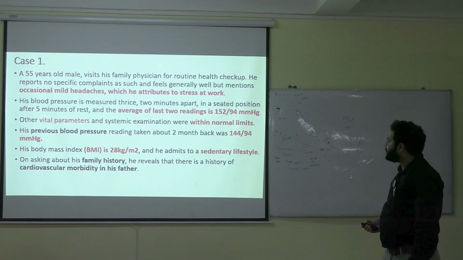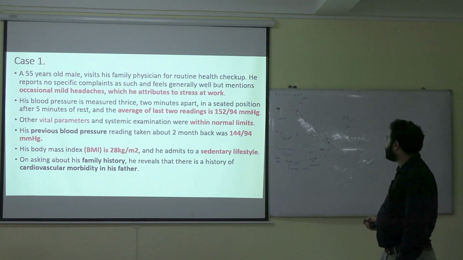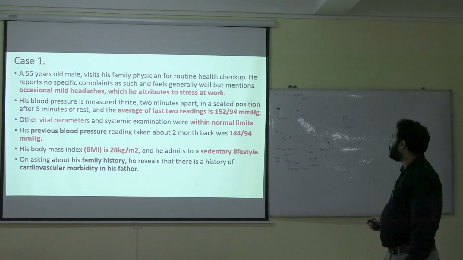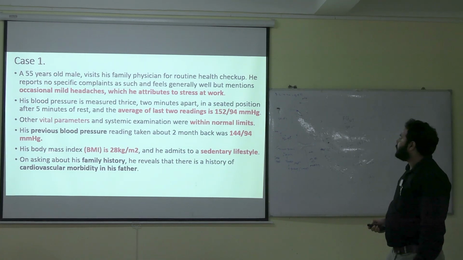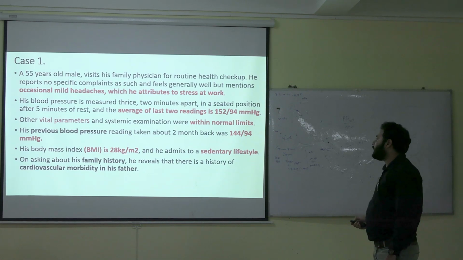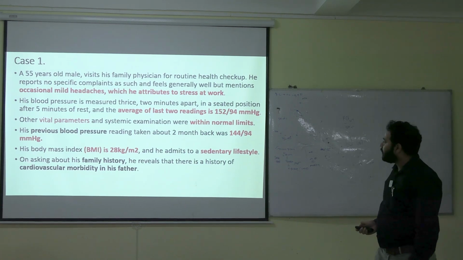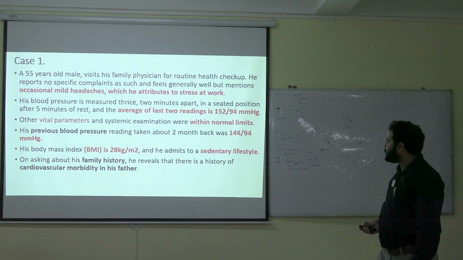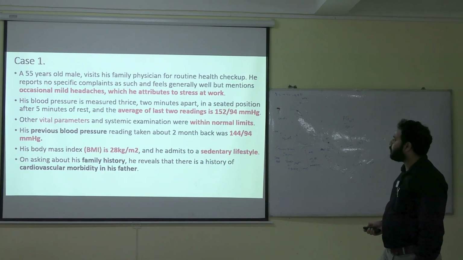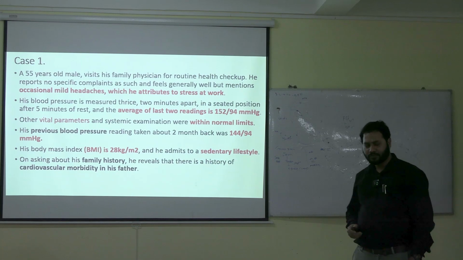His previous blood pressure reading, taken about 2 months back, was 144 over 94 millimeter mercury. His body mass index is 28 kg per meter square, and he admits to a sedentary lifestyle. On asking about his family history, he reveals that there is a history of cardiovascular morbidity in his father.